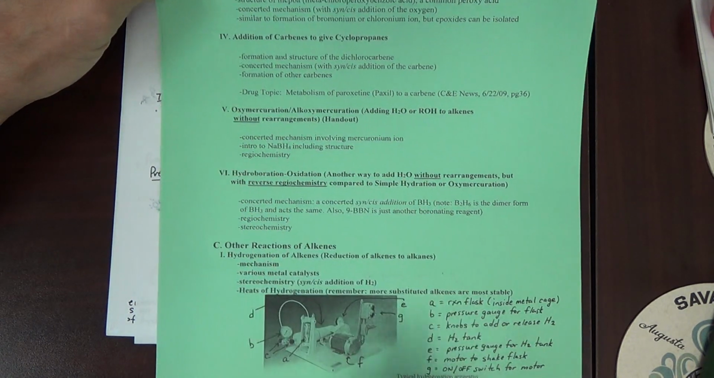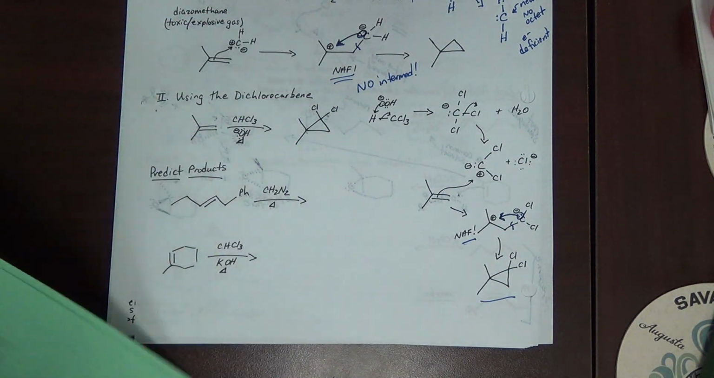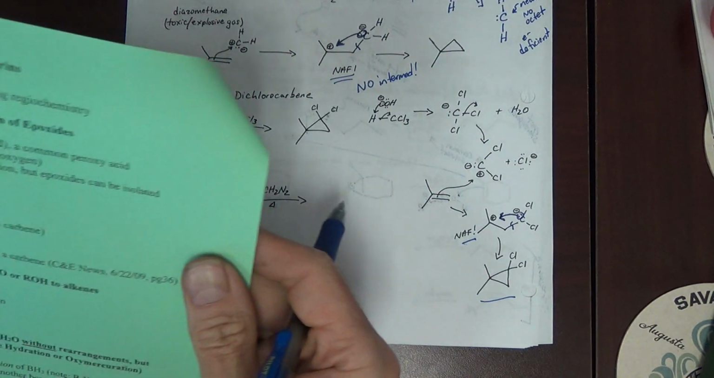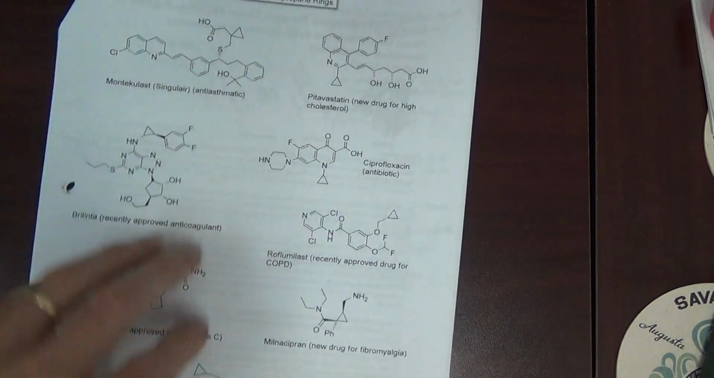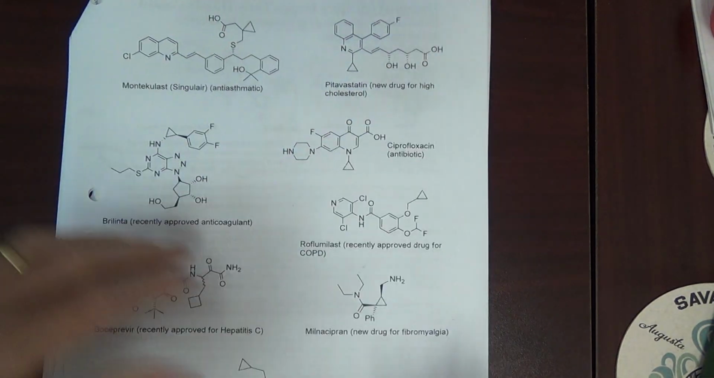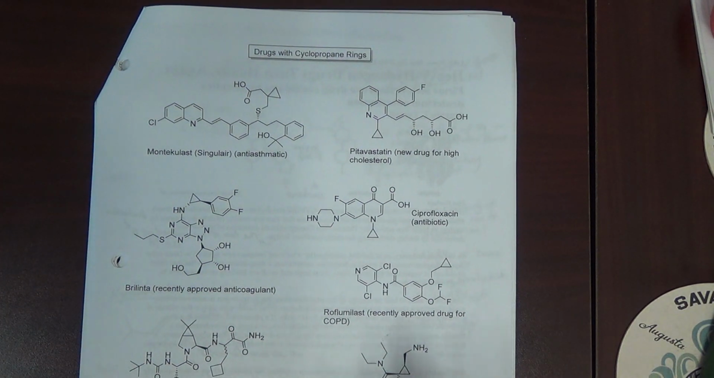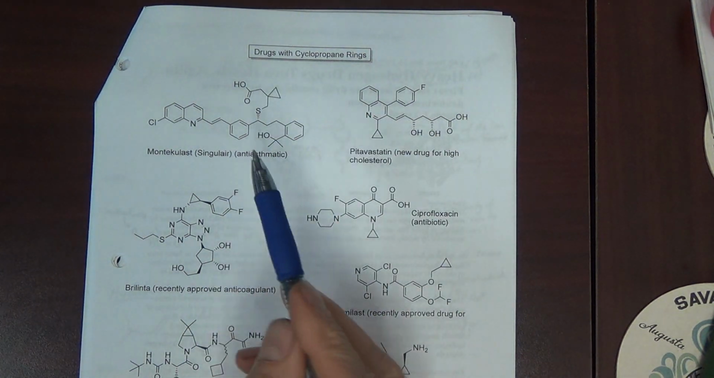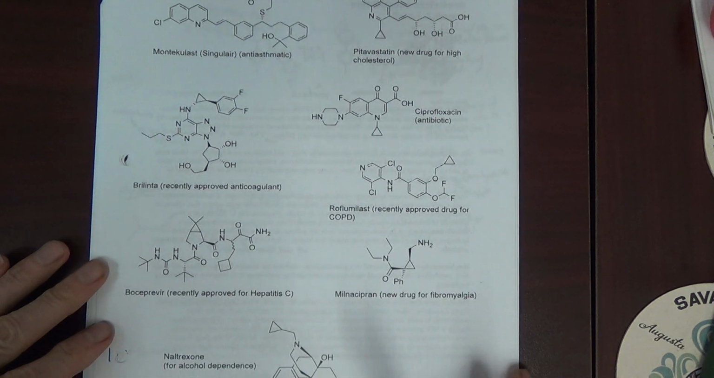Drug topic. Is that handout here? Maybe it's here. Okay. I give you a handout here. Cyclopropanes are actually, even though they're a strained three-membered ring, they're actually fairly common, particularly in drugs. A number of drugs contain the cyclopropane ring, and here's some examples.